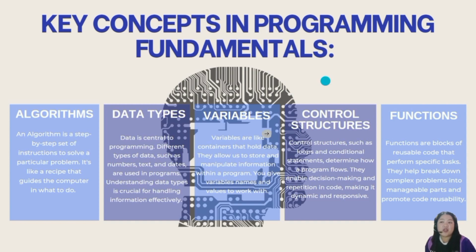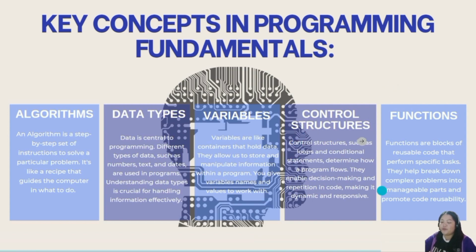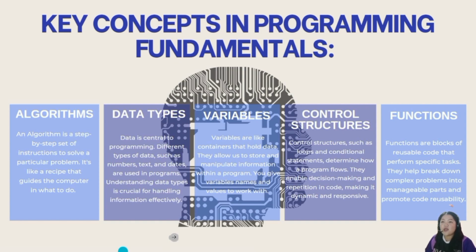Next is the control structure. Control structures such as loops and conditional statements determine how a program flows. They enable decision making and repetition in code, making it dynamic and responsive. A control structure enables a programmer to determine the order in which program statements are executed.